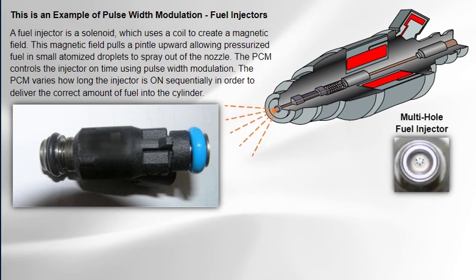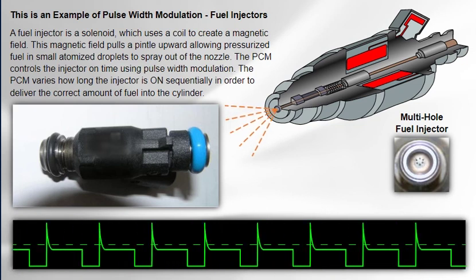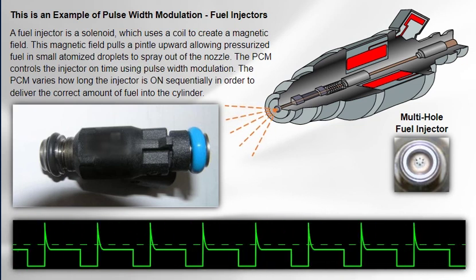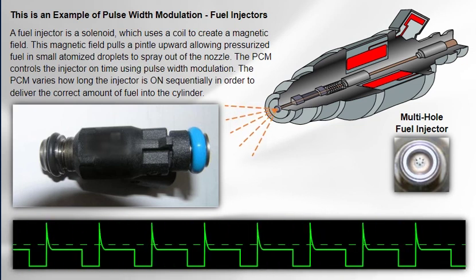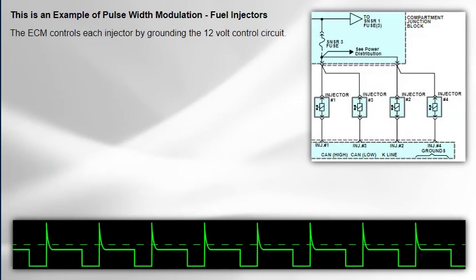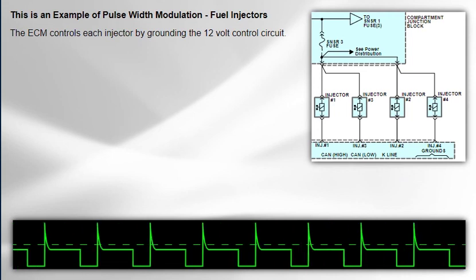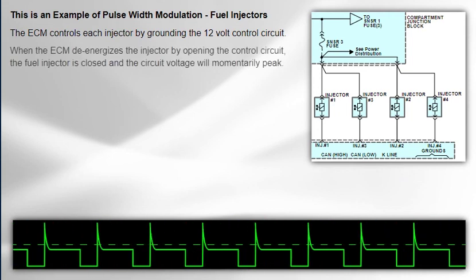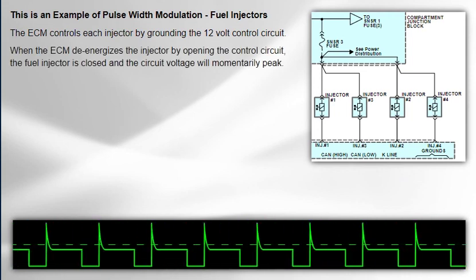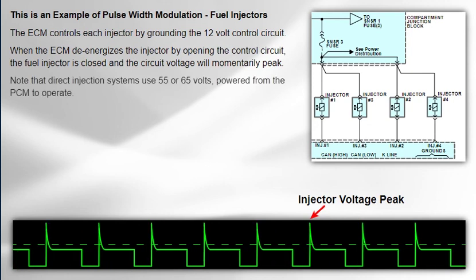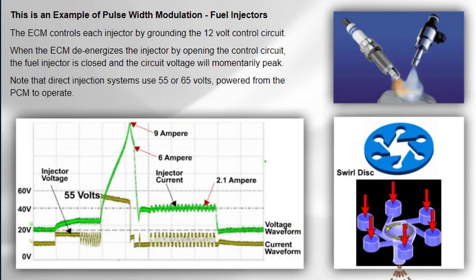The PCM controls the injector on time using pulse width modulation. The PCM varies how long the injector is on sequentially in order to deliver the correct amount of fuel into the cylinder. The ECM controls each injector by grounding the 12-volt control circuit. When the ECM de-energizes the injector by opening the control circuit, the fuel injector is closed and the circuit voltage will momentarily peak. Note that direct injection systems use 55 or 65 volts powered from the PCM to operate.